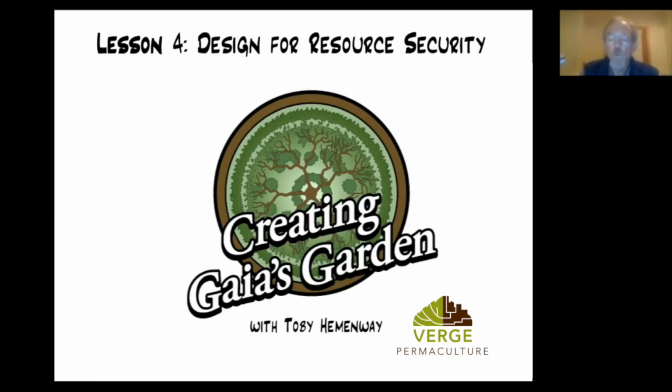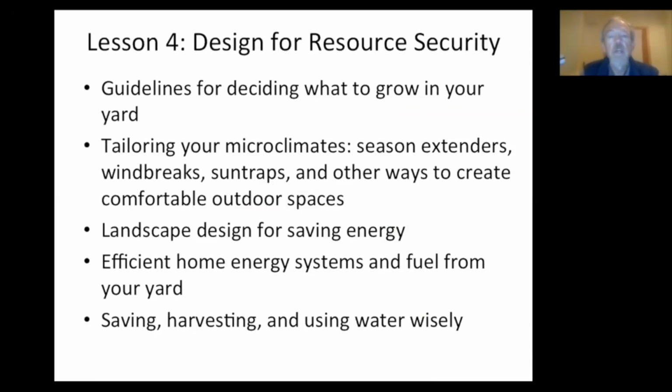So what we're going to cover tonight then, looking at what it makes sense for you to grow in your yard, how to make decisions about what to grow. That's really, as I've said many times before, permaculture is a decision-making tool. And so one of the things we're going to do tonight is give you some guidelines for how to decide what should you be growing, what's going to be most appropriate for your conditions.